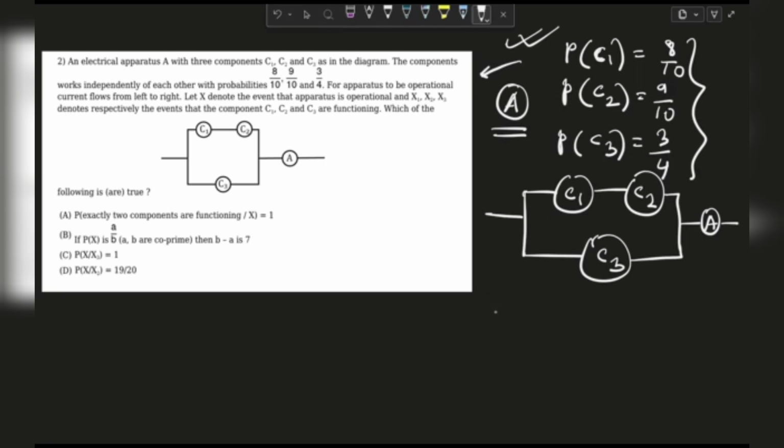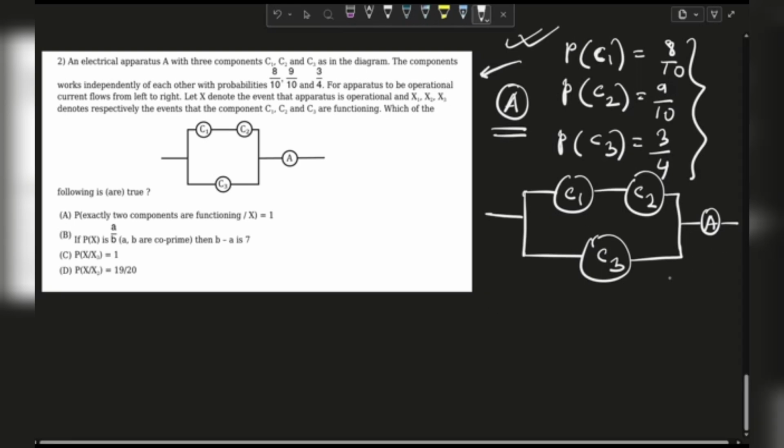So X is basically the event that the apparatus is completely operational. Operational means that the ammeter will have some current passing through it and will show some deflection. For the ammeter to be operational, current has to pass through these two. If either of C1 and C2 is not working, then this circuit will break. And because this is a parallel connection, if the current passes only through C3, that is some sort of a basic idea.